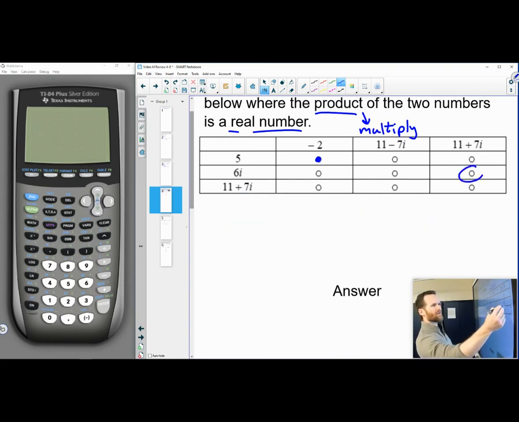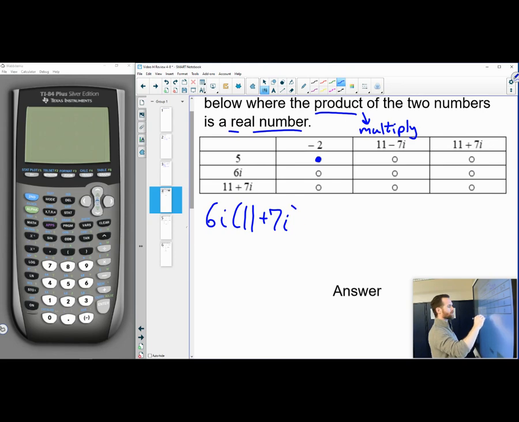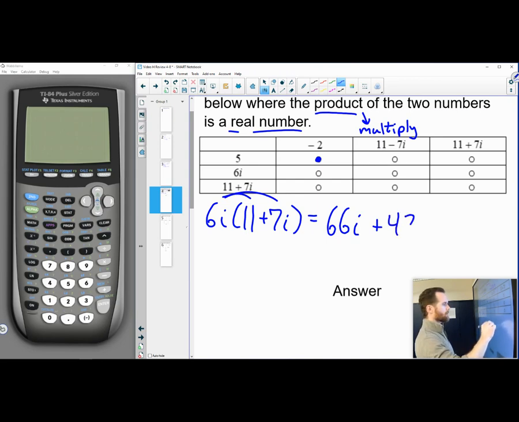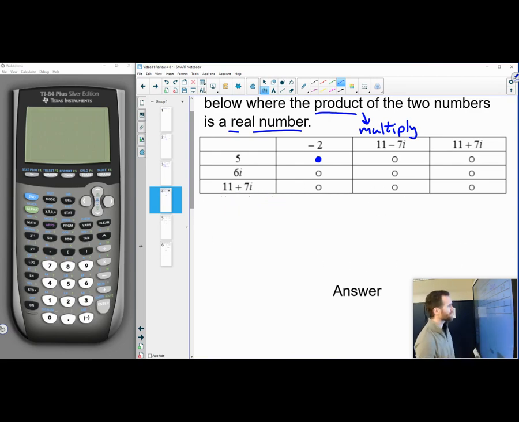So now we're moving on to this one, I think we're on? Yeah. So 6i times 11 plus 7i, and again, if you can do this without showing the work, that's a good thing. Let's distribute. So we get 66i plus 42i squared when we do the 6i times 7i, and again, the i squared becomes a negative 1, so that part becomes a real number, but this i is not going away. It's still there, so it's a non-real number. So far, we've only gotten one real number. Let's hope we can get something more. I mean, it might just be one answer, but let's see.